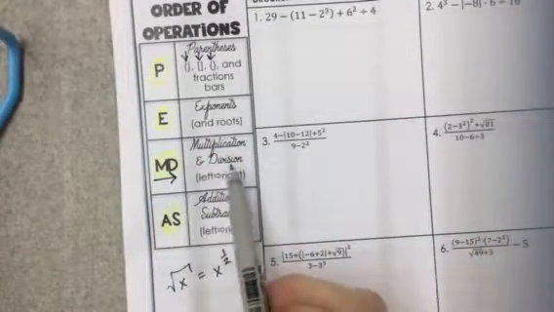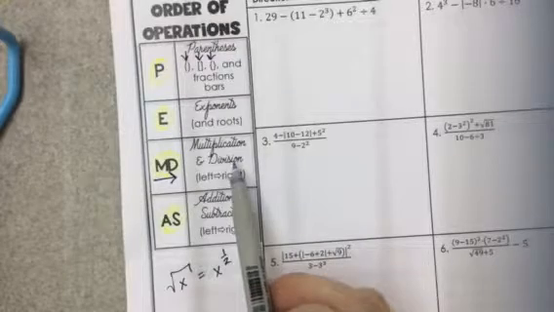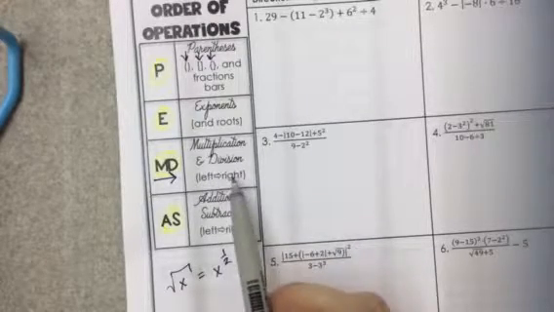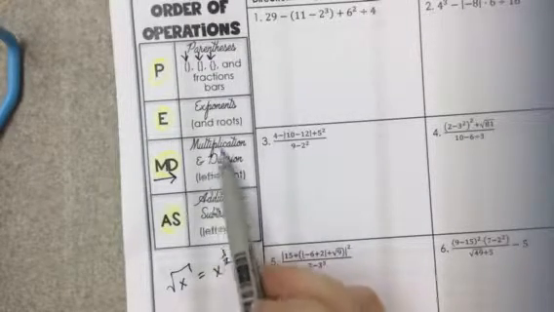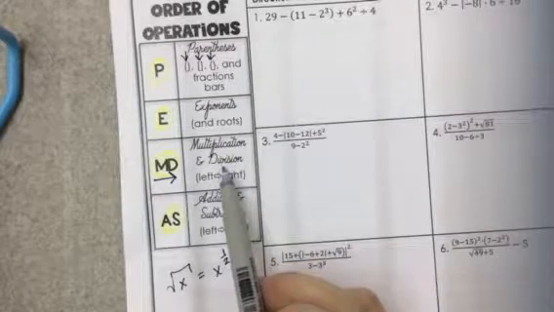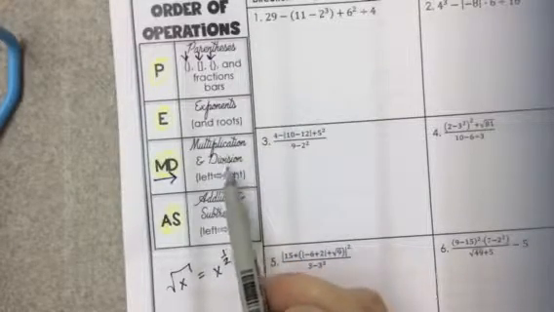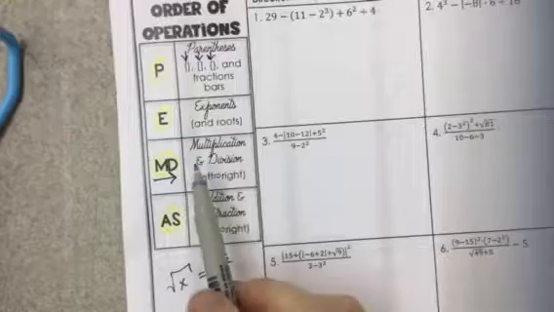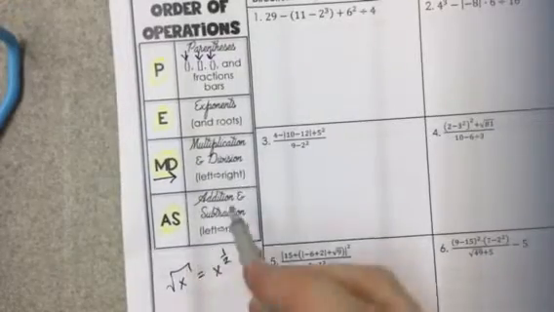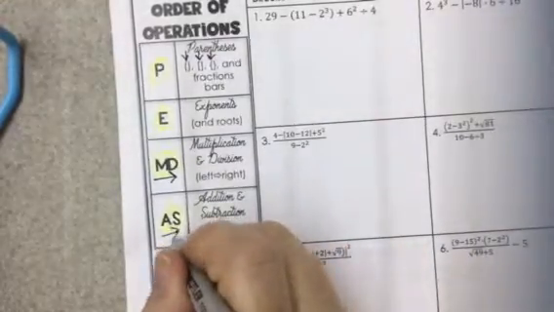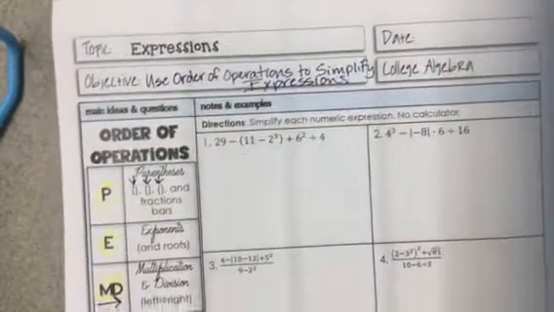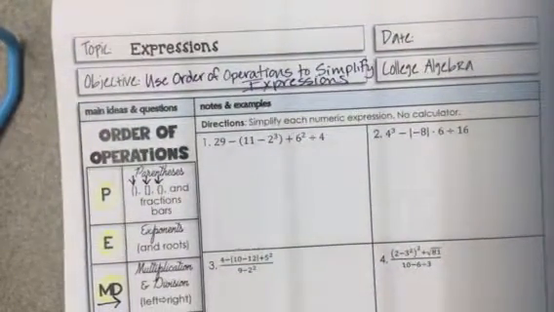So even if a division operation is more left than a multiplication, you would do it first because multiplication and division are actually technically the same sort of operation, and so you would do them together going from left to right. And then finally we would add and subtract from left to right. So we're going to simplify these expressions using proper order of operations.